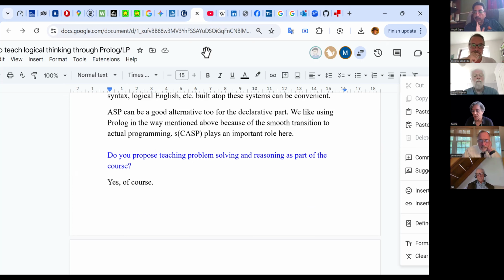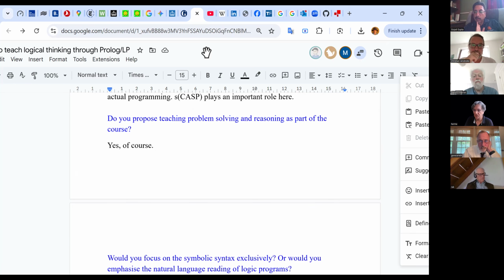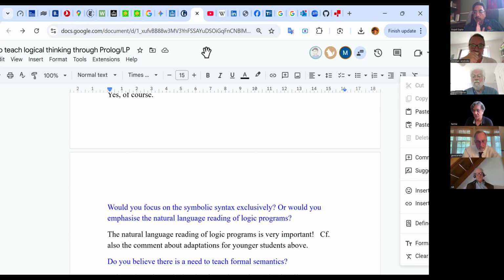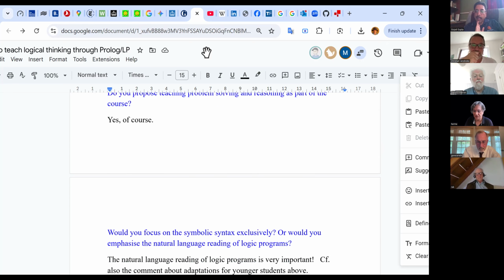Do you propose to teach problem solving and reasoning? Yes, of course. What else are we teaching here? Other people have elaborated quite a bit on this. We're teaching problem solving and so on.